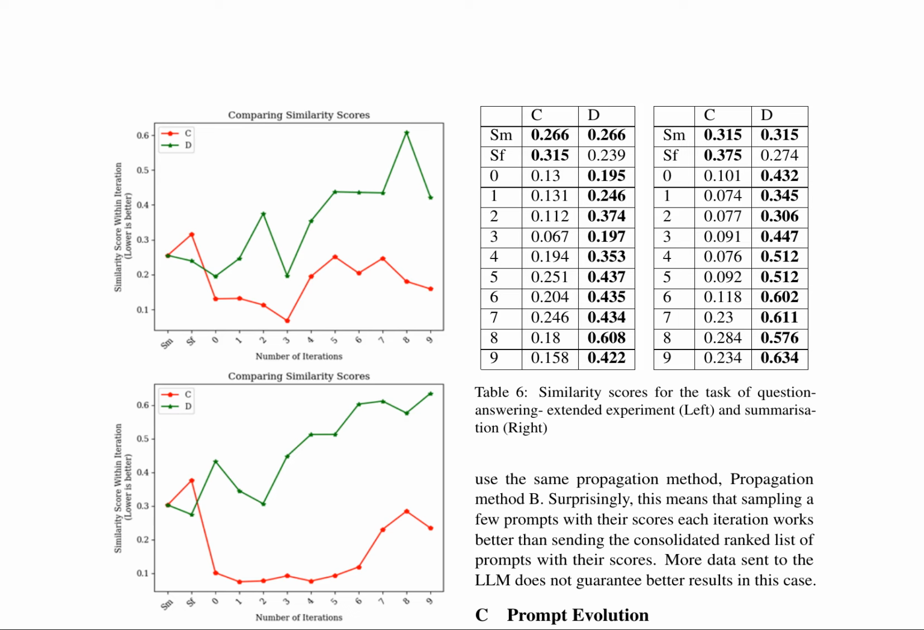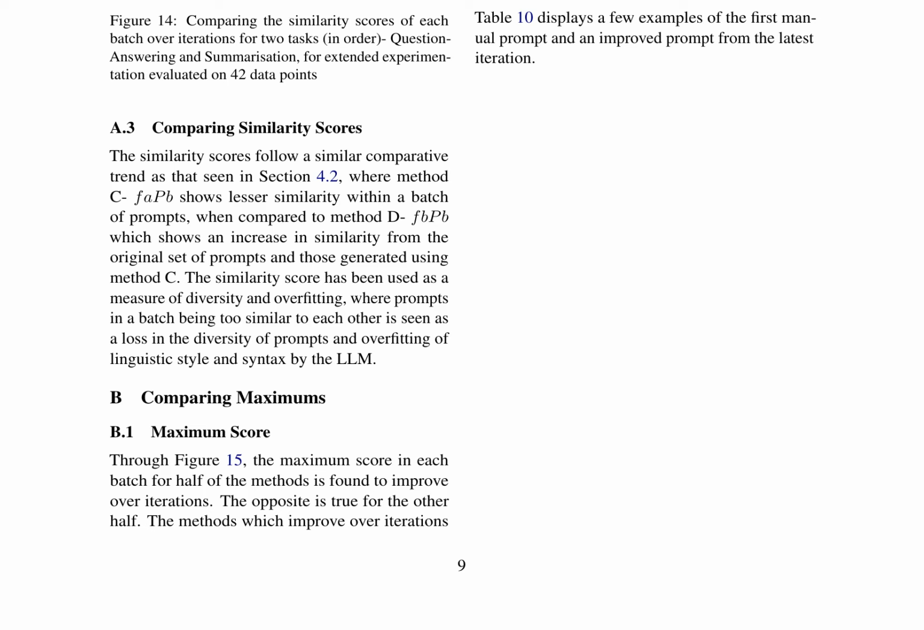The authors also analyze the maximum scores for each batch over iterations, as shown in Figure 15. Tables 7, 8, and 9 display the maximum scores for the tasks of question answering, summarization, and dialogue summarization, respectively. The results indicate that half of the methods improve over iterations, while the other half do not.